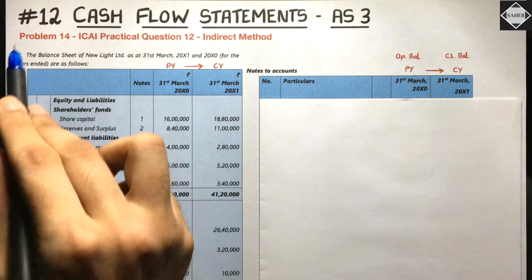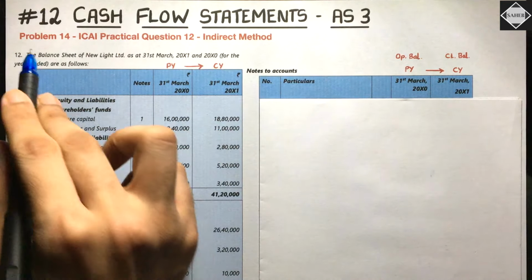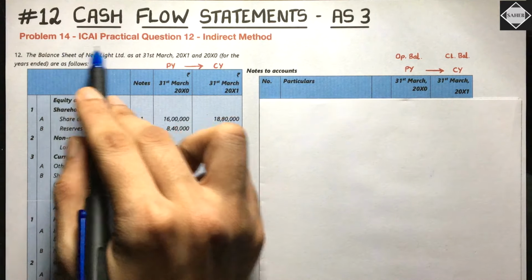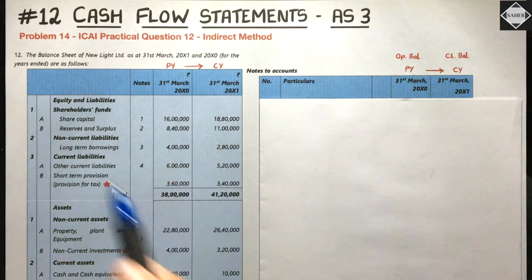Today in this 12th video of the cash flow statement chapter, we are going to solve our 14th problem. The question is actually from ICAI study material, practical question number 12, New Light Limited. That's the name of the question.